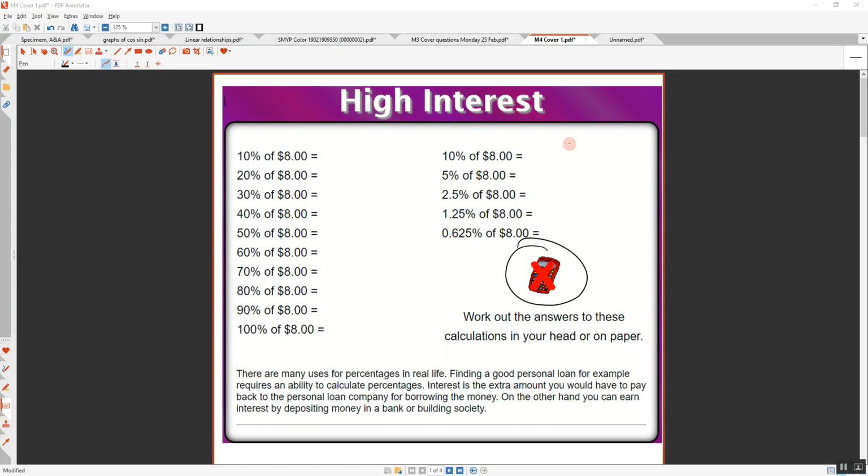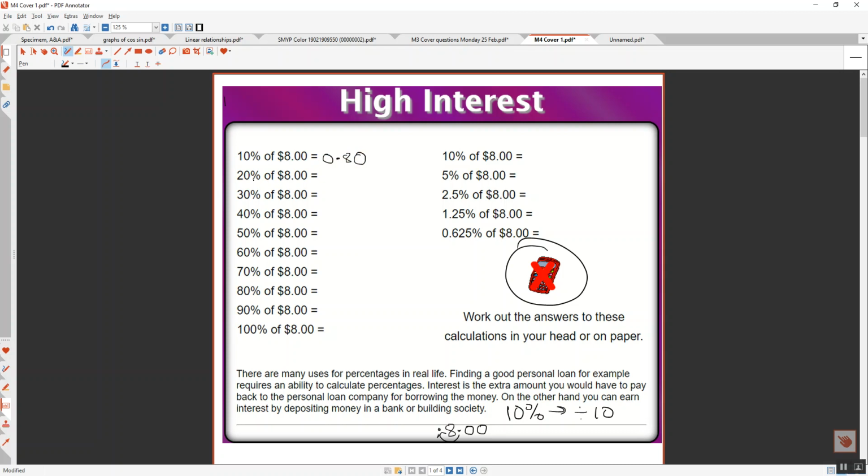Remember, to work out 10% of anything, all you have to do is divide by 10, okay? So if I'm going to work out 10% of $8, I've got my $8, and if I'm dividing by 10, I move the decimal point one place to the left. So I end up with 0.8. Now we're dealing in dollars and cents, so I need to have how many decimal places? 2, so it would be 0.80, 80 cents.